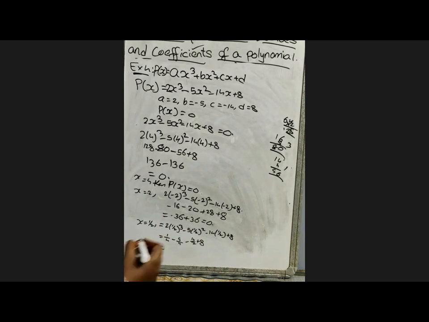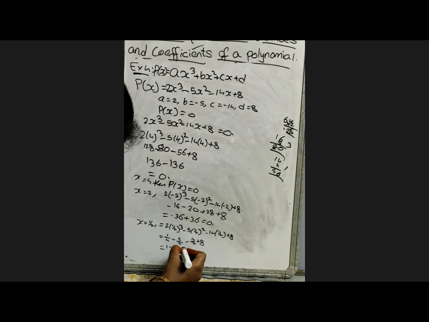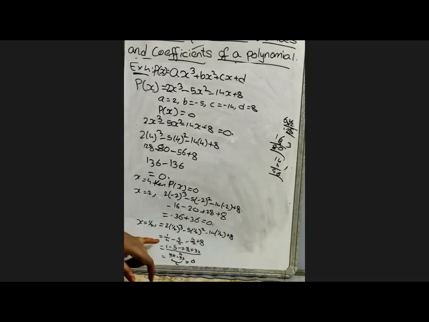See, 1 minus 5 minus 28 plus 32 by 4. See, 33 minus 33 by 4, which is equal to 0, you got. Means here we did the LCM 4, you got the LCM.